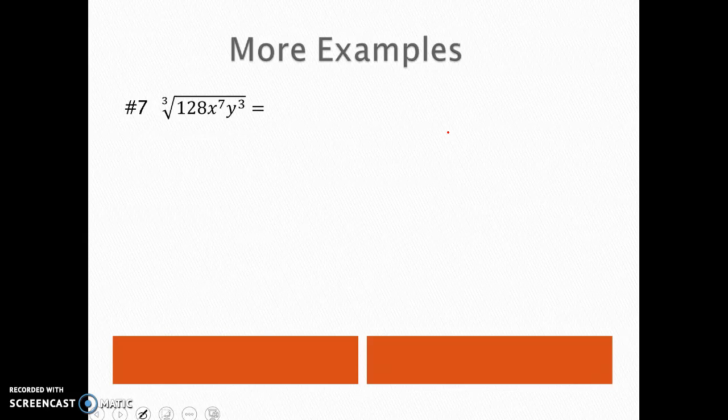Let's take a look at some that are a little bit more complicated than this. You might remember that when we were taking the square roots of numbers, we were looking for pairs of things that would come out of the exponent or out of the radical sign. Now we're looking for them in groups of 3.